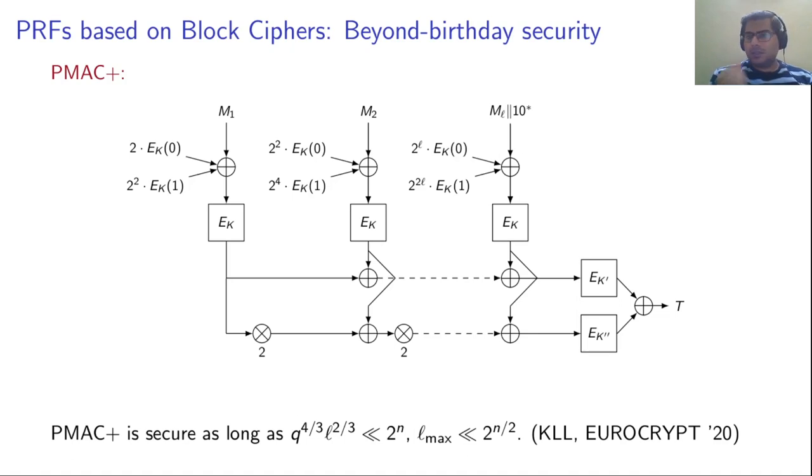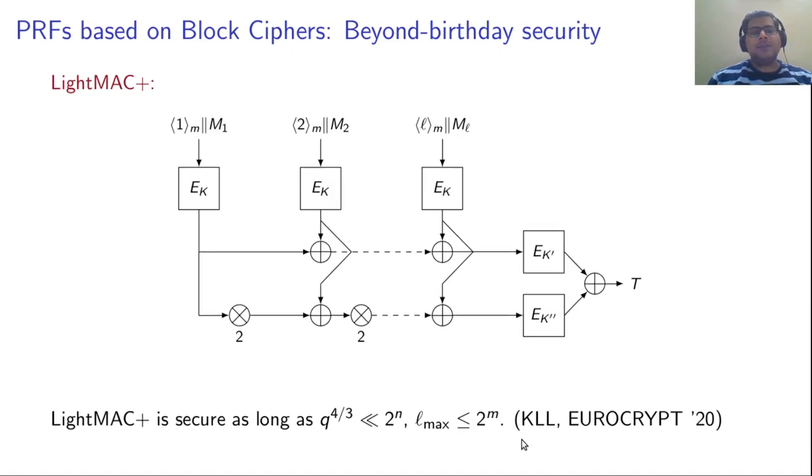A popular example for beyond birthday security is PMAC Plus, which is again an extension of PMAC. It is extended by adding another hash layer, which is a linear combination based on multiplication by powers of 2. The first output is multiplied by 2^(L-1), and the last output is multiplied by 2^0, and they are summed together. These final two sums are encrypted, and the outputs are summed to get the final output of PMAC Plus. PMAC Plus is shown to be secure as long as the number of queries is at most 2^(3n/4), assuming that the length is some constant value.